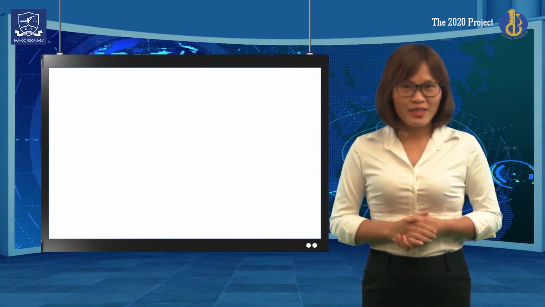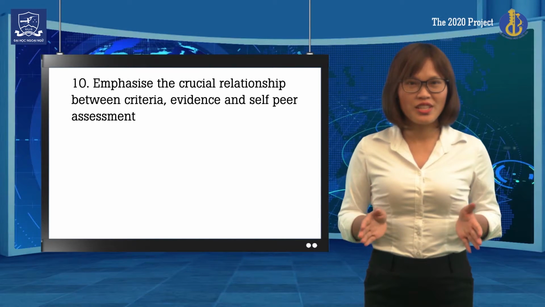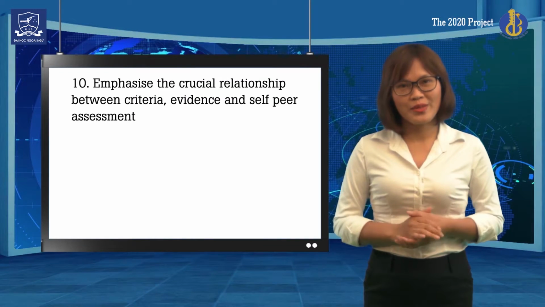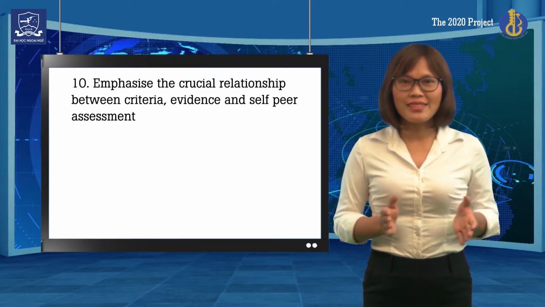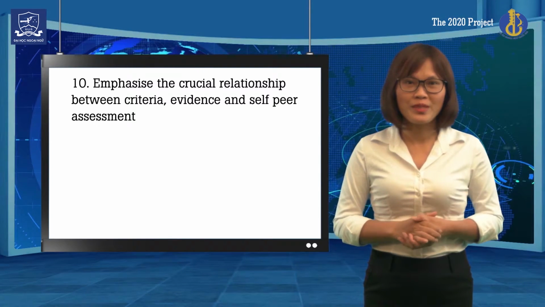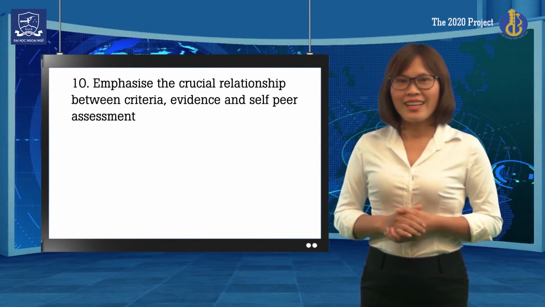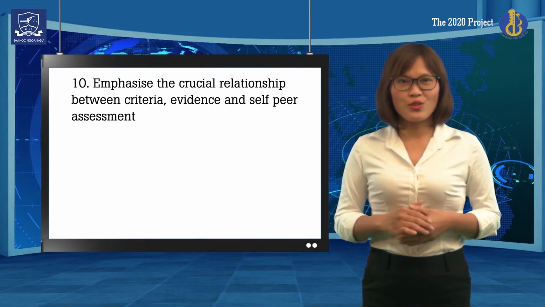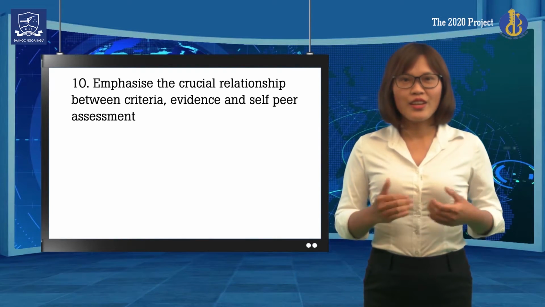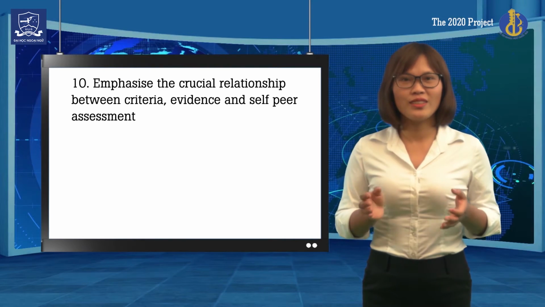Well, last but not least, the teacher should emphasize the crucial relationship among criteria, evidence, self and peer assessment. The advice is simply to help students to focus the judgments of their performance directly on the assessment criteria. In other words, students should be helped to learn how to make and justify these judgments using evidence that is directly relevant to particular criteria.